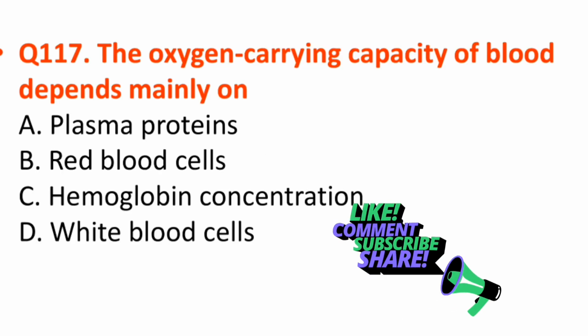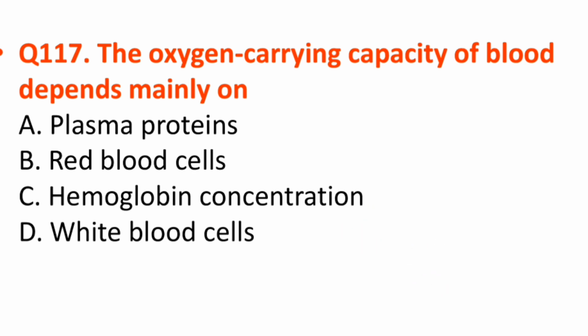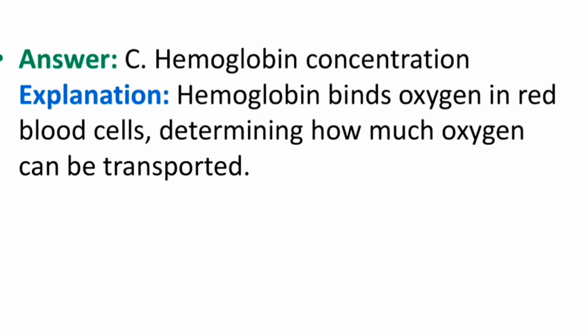Next question. The oxygen carrying capacity of blood depends mainly on option A, plasma proteins. Option B, RBC. Option C, hemoglobin concentration. Option D, WBC. The correct answer is option C, hemoglobin concentration. Hemoglobin binds oxygen in red blood cells, determining how much oxygen can be transported.